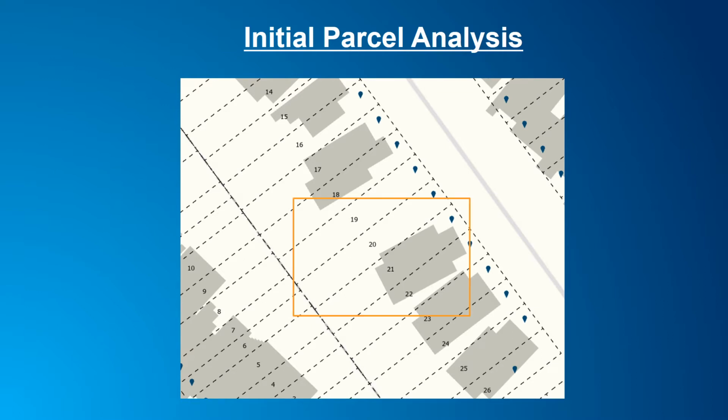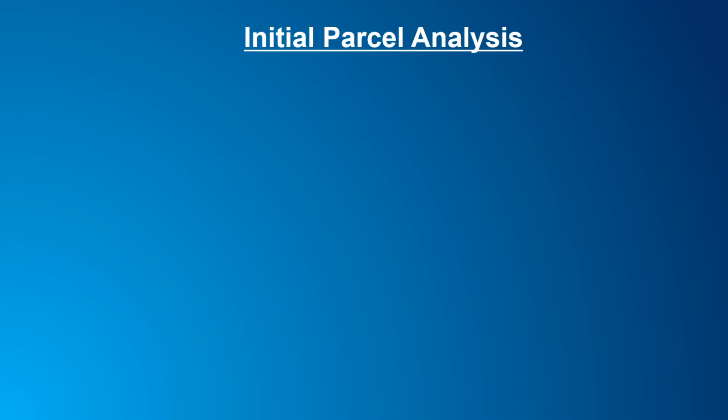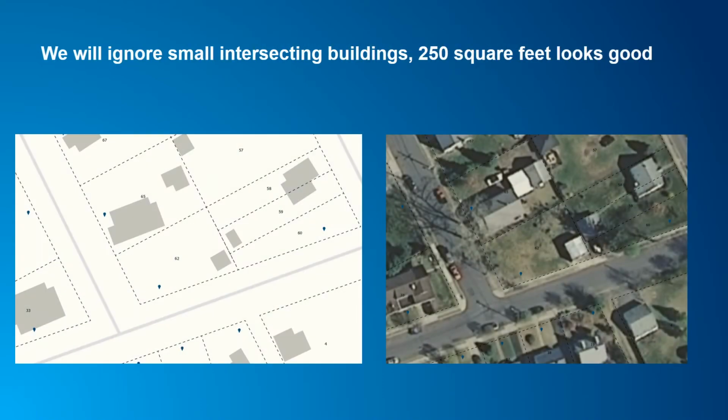Here you can see on lot 20, there's a tiny sliver of the building that really belongs on lot 21 and 22, intersecting lot 20. So if we just use the intersecting geometry on lot 20, that would not work. So we decided maybe we can just ignore these small slivers. After doing a little bit more research, it seemed like 250 square feet looked like a good cutoff point. This would also solve an issue we were having of things like sheds and garages being the only footprint on a parcel, and that's not the appropriate place for the address points.